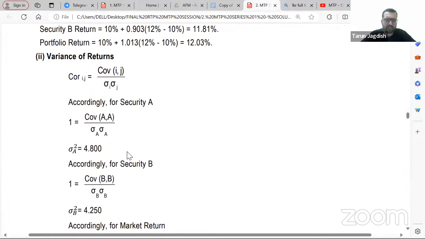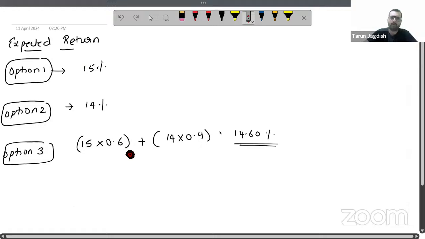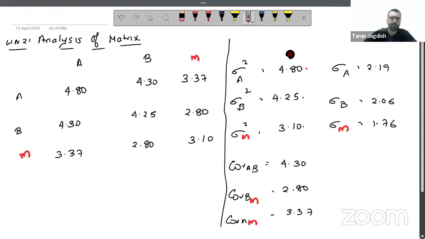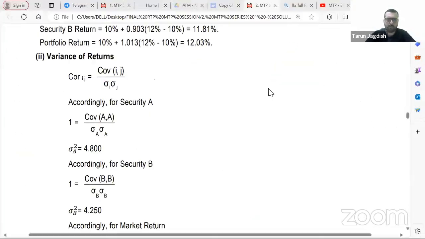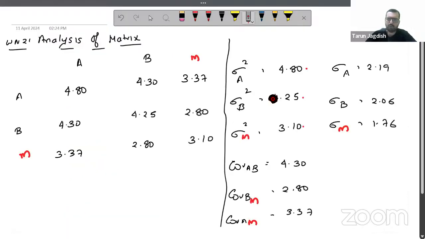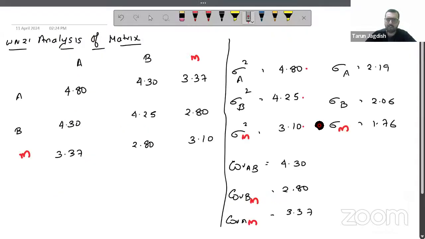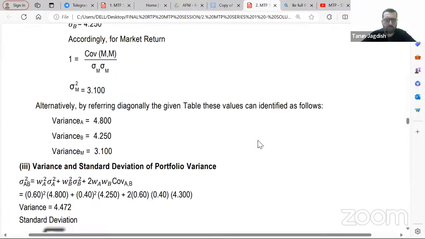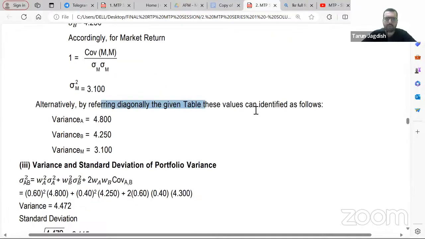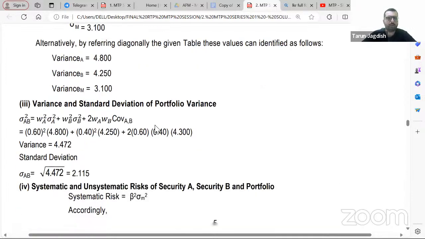Okay. Variance. Did we get the variance as 4.8? Let's cross check that part now. Yes, variance we got 4.8. Second one, they got 4.25. They have done it in a different format, but we directly got the answer and 3.1. So we don't need to work it out. Referring the table, these values can be derived as what they are directly telling.